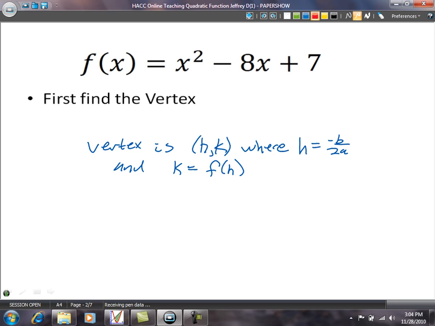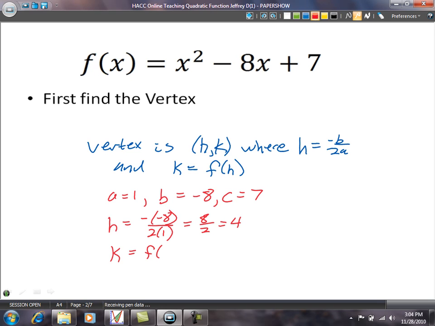Notice here that a is 1, b is negative 8, and c is 7, just using the coefficients of the terms. So we're going to get that the x-coordinate is negative b over 2a, which is 8 halves, or 4. And then the y-coordinate is just the function value at x equals 4.